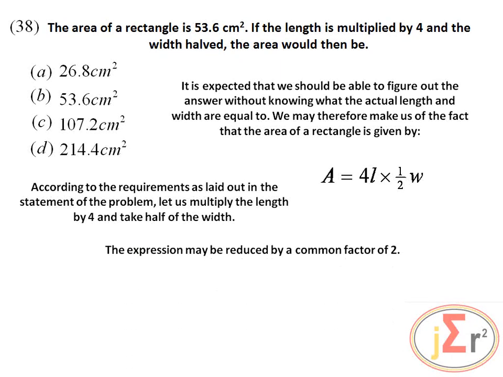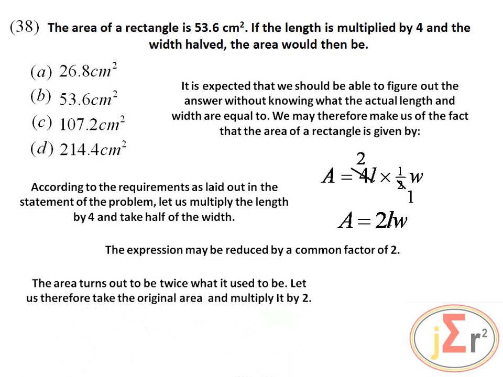The expression may be reduced by a common factor of 2. 2 into 2 is 1, and 2 into 4 is 2. A is equal to 2 times length multiplied by width. The area turns out to be twice what it used to be. Let us therefore take the original area and multiply it by 2.